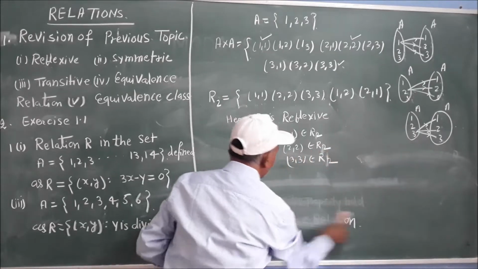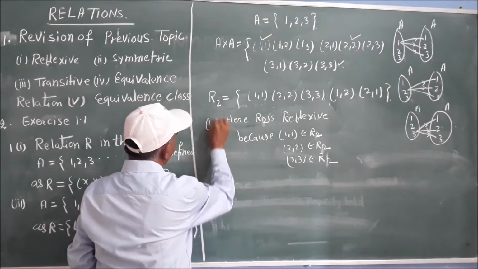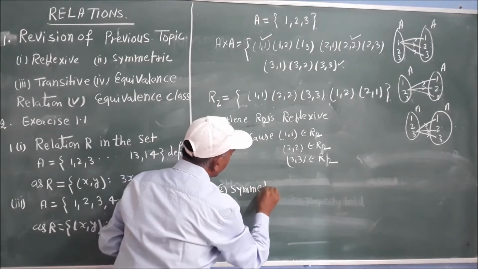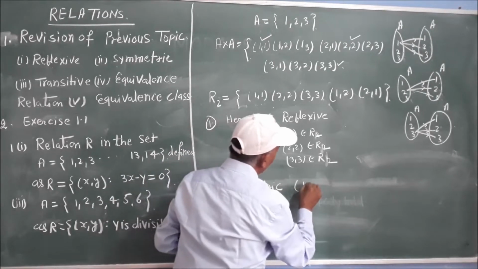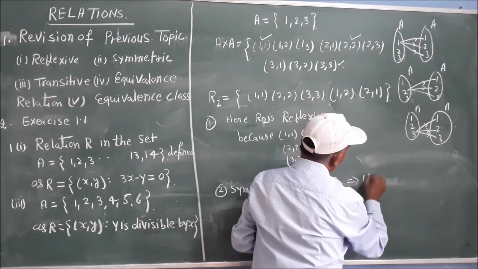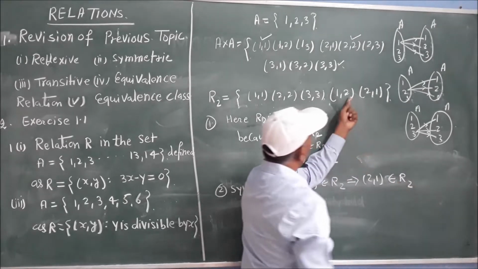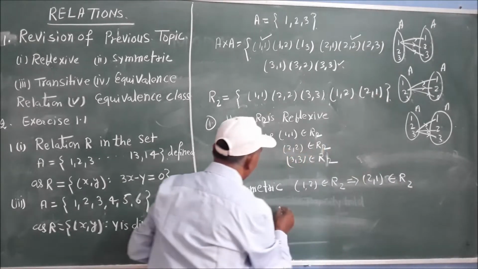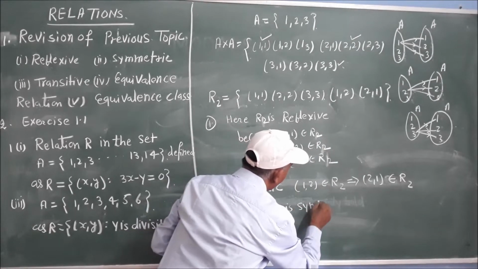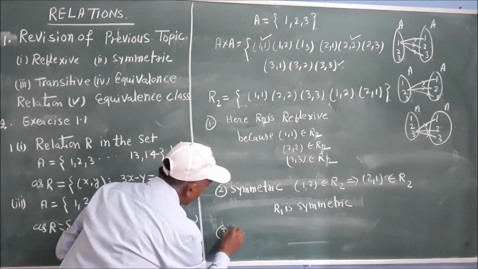And symmetric property, it is also given here. Next, please check here. Second is symmetric. For symmetric property, you can say if 1 2 belongs to R2, this implies 2 1 also belongs to R2. 1 2 is in R2 and 2 1 is also in R2. So we can say that R2 is symmetric. Symmetric property also holds.